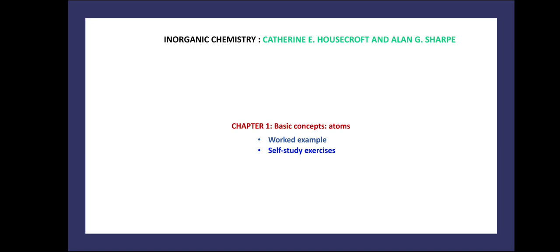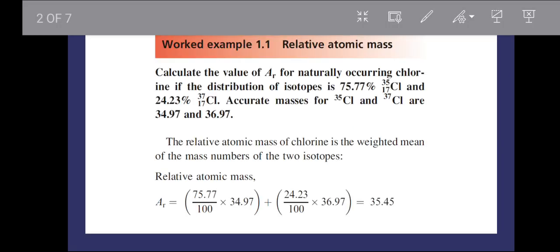So coming to the first question, that is the worked example on relative atomic mass. It says: calculate the value of relative atomic mass for naturally occurring chlorine if the distribution of isotopes is 75.77% for 35 chlorine, 24.23% for 37 chlorine, and accurate masses for 35 and 37 chlorine are given. This will be given in all the questions, most probably in NET exams and the GATE exam they will give you.